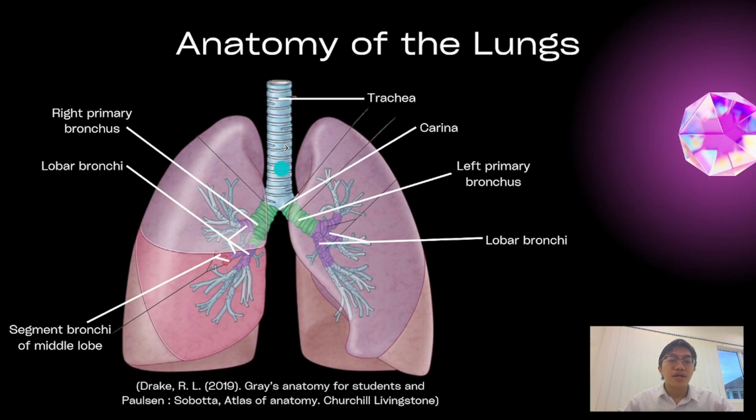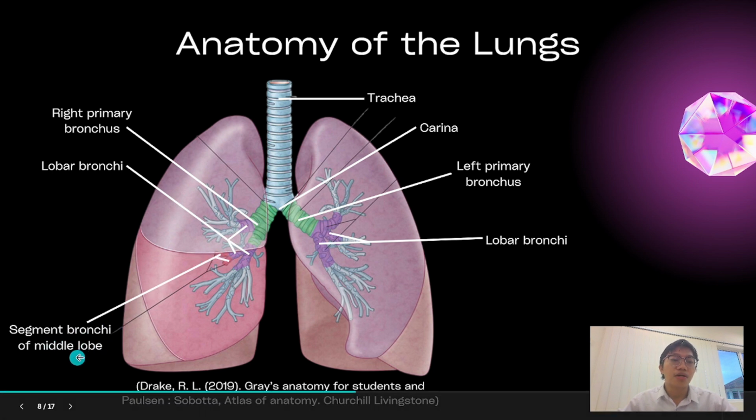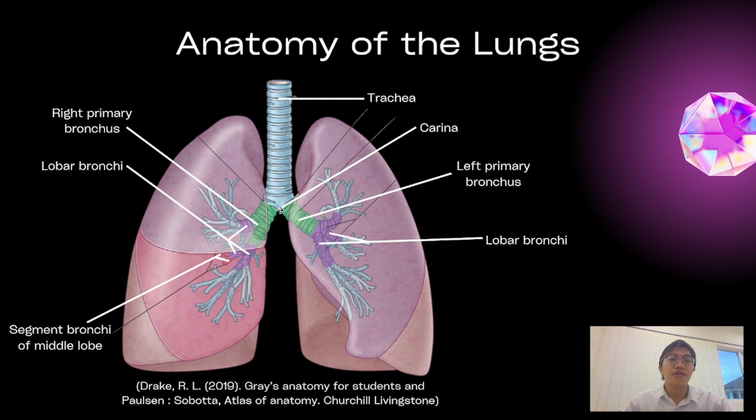Now here is the trachea, and the trachea is divided into two bronchi, which is the green colored part. And these bronchi will further divide into lobar bronchi. The red colored part here is one of the segmental bronchi of the middle lobe. And the point of division of these two bronchi is called carina.